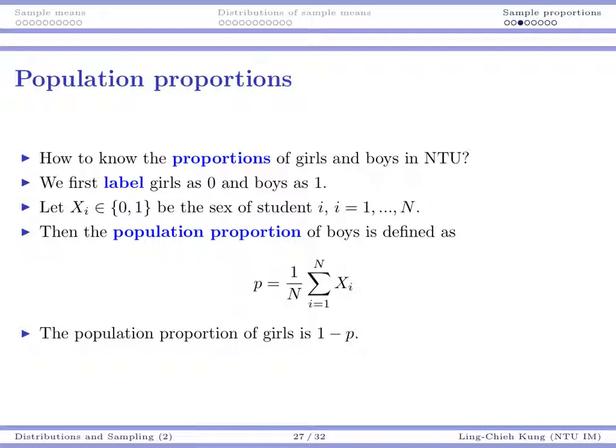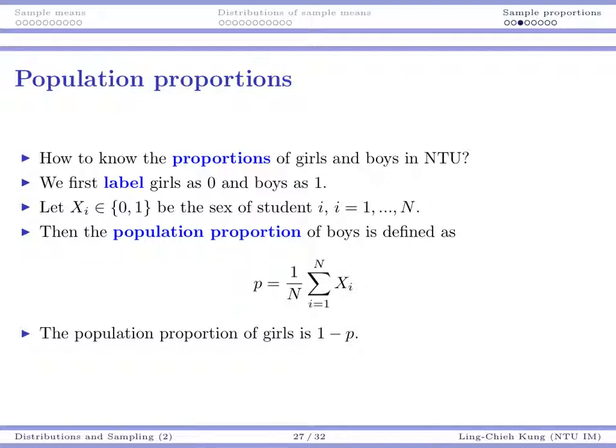To do some investigation on them, let's label girls as 0 and boys as 1. In that case, we would say xi is a random variable whose values may just be 0 and 1. And I use xi to denote the sex or the gender of student i for i from 1 to capital N. And the capital N would be the total number of students in NTU.